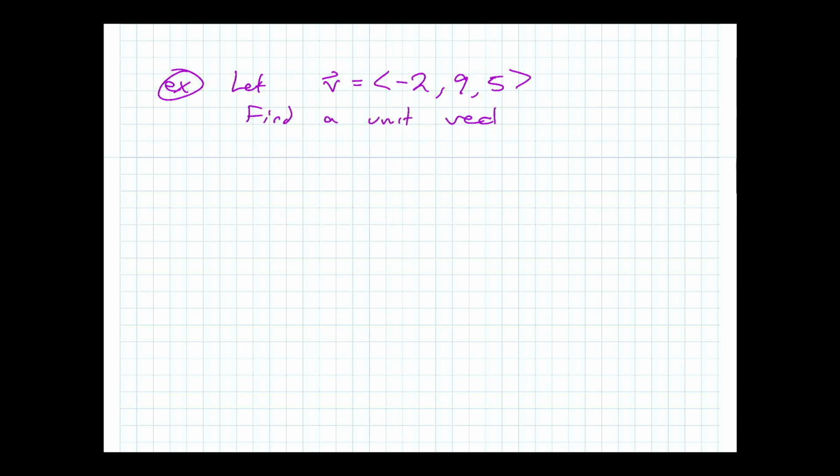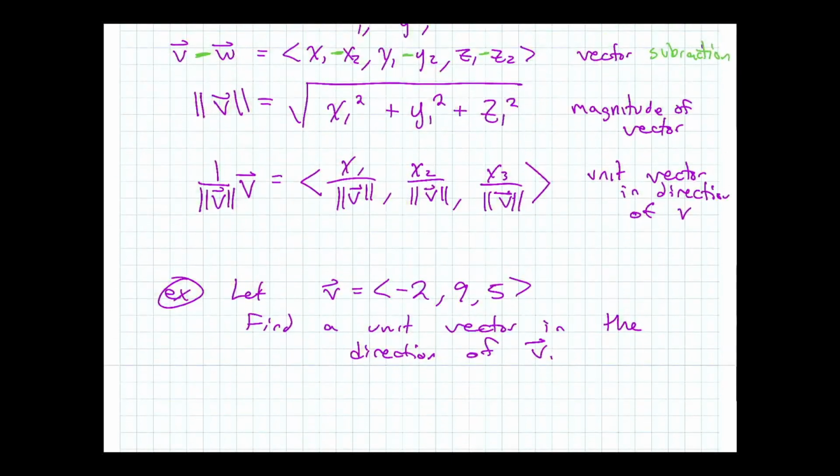Let's do one question here. I'm not going to do vector addition, but let's say I say let v equal -2, comma 9, comma 5, and find a unit vector in the direction of v. When you see this, find a unit vector, I like to break it up into two parts. I don't start with this, I start with this. I'm just going to calculate the magnitude.